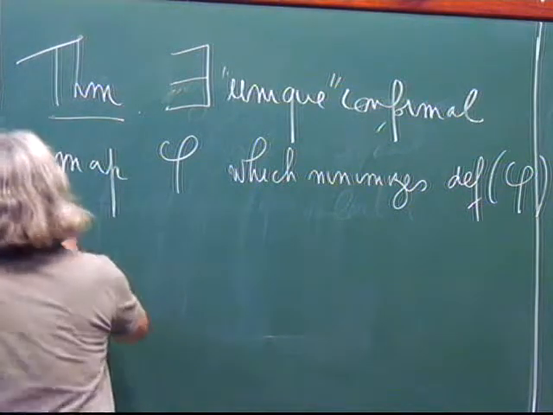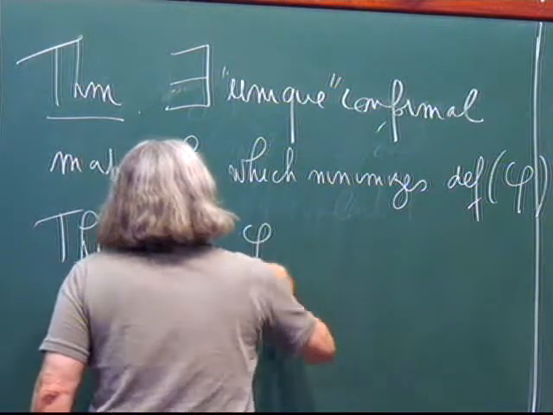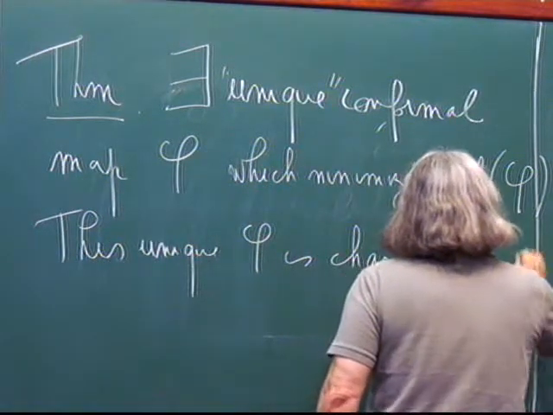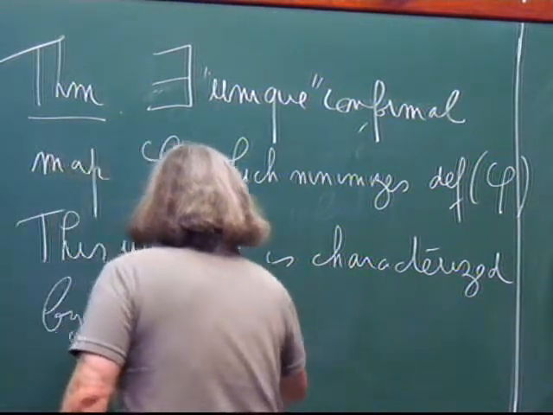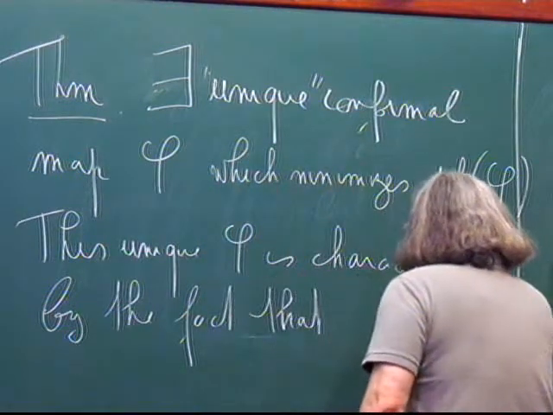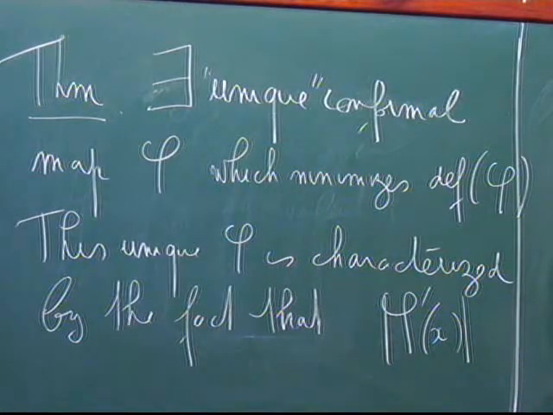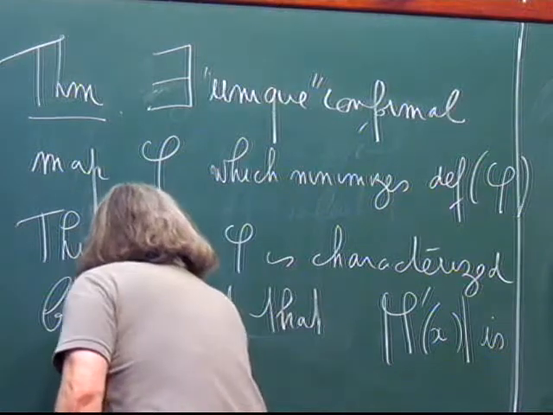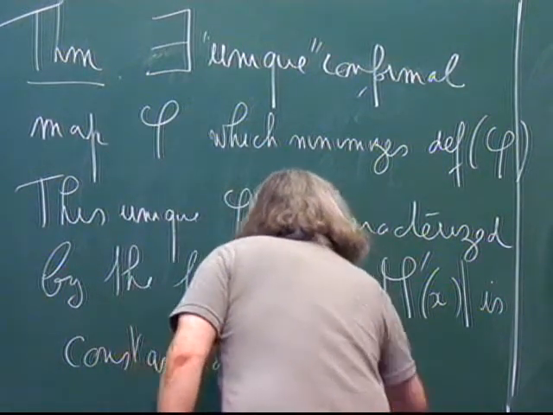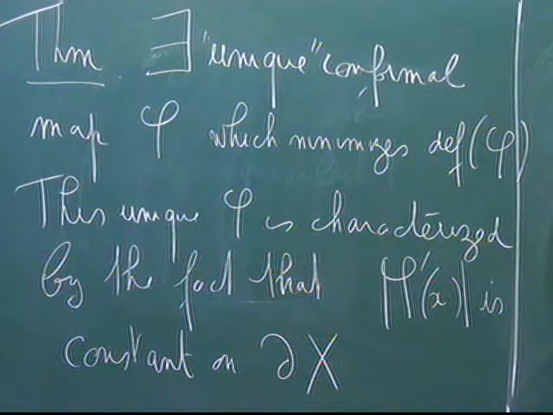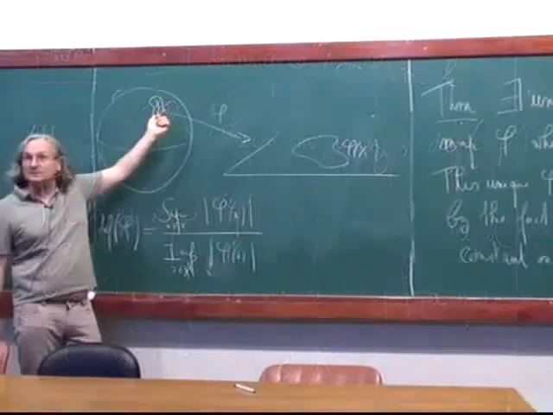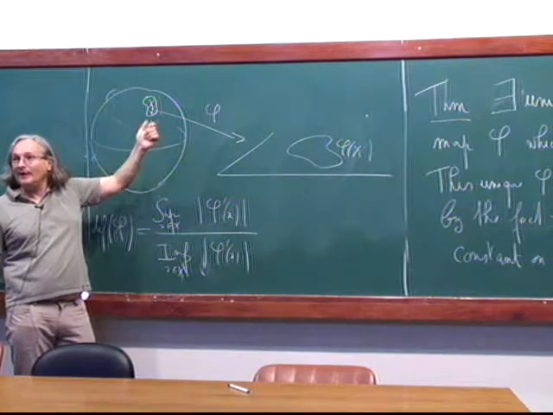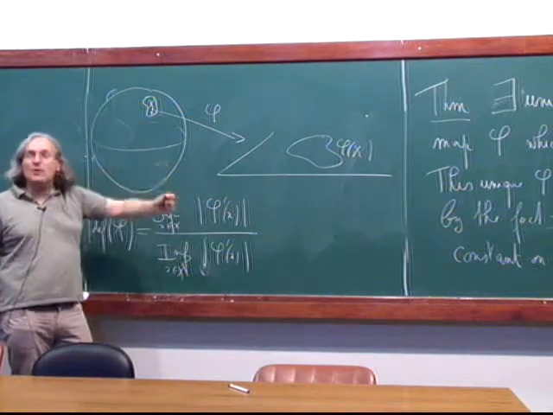And this unique map is characterized by the property that the dilation phi prime x on the boundary is constant. On the boundary of x. So if you pick a conformal map at random, it will map the country x to an open set in the plane. The map, the dilation phi prime x, is a function on the country x, and there is no reason to believe that on the boundary of x, this dilation is constant. So the theorem says that there is a unique one having constant dilation on the boundary, and this unique one is the best you can do.